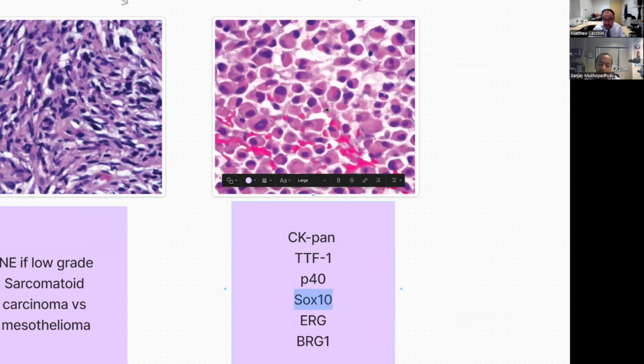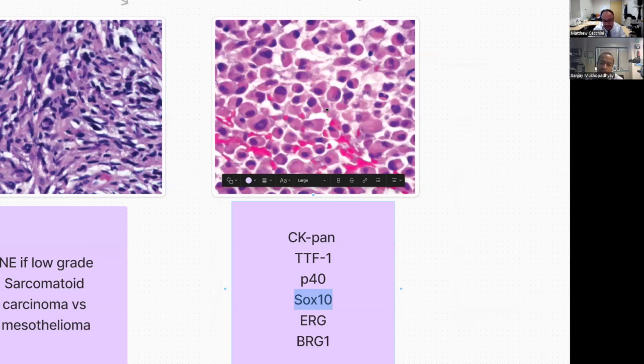Because if your pan keratin's negative, I don't think there's a role for TTF1 or P40, right? No, exactly. And actually the reverse is true also. You don't want to do the BRG1 up front because then you'll get SMARCA4 deficient carcinomas and you'll be confused. I think you want to do the BRG1 only if your keratin is negative or only equivocal. That's when you want to do the BRG1.